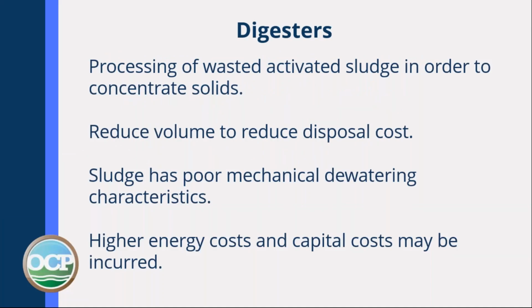Digesters are used to process the wasted activated sludge in order to concentrate the solids. You do this to reduce the volume of the wasted sludge to help reduce your disposal cost. Sludge on its own has poor mechanical dewatering characteristics, so it needs to be treated, and typically you still end up using a polymer to dewater it. Higher energy costs and capital costs may be incurred if you use digesters.